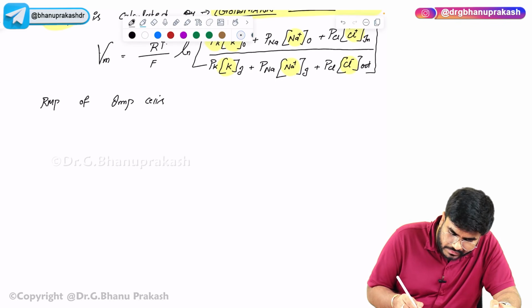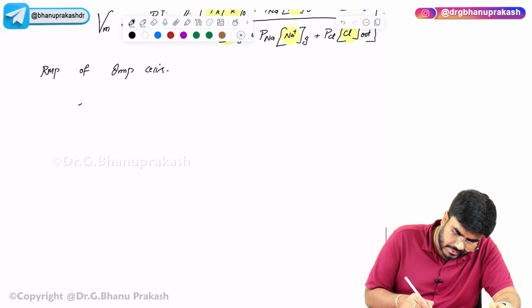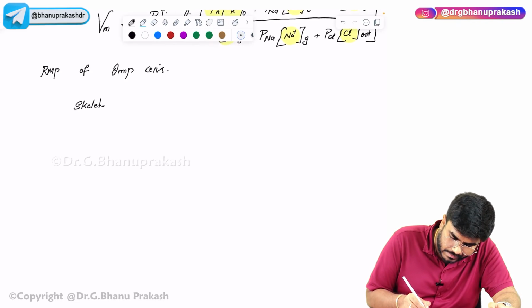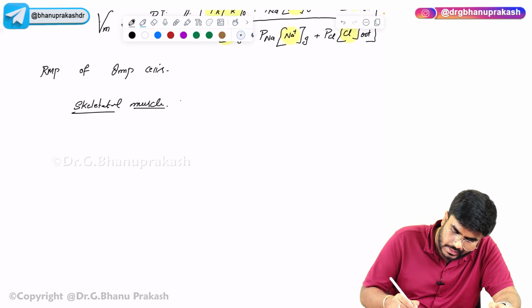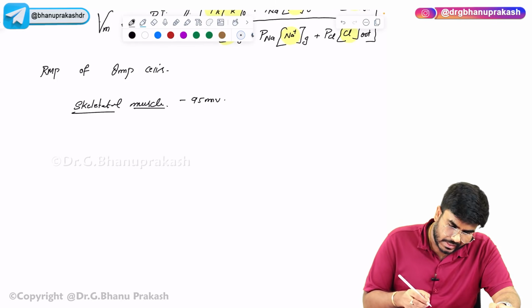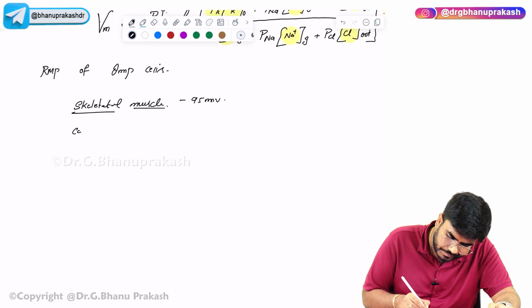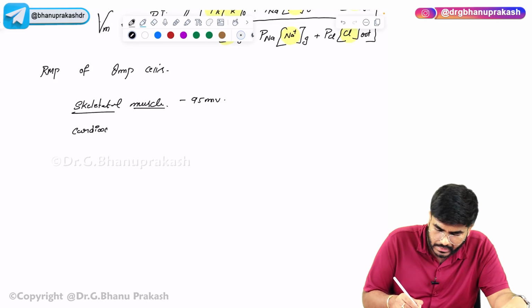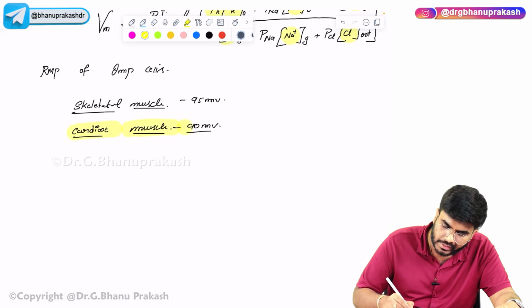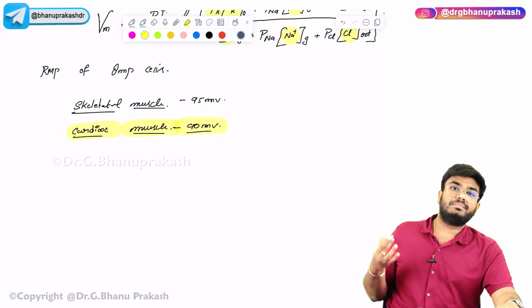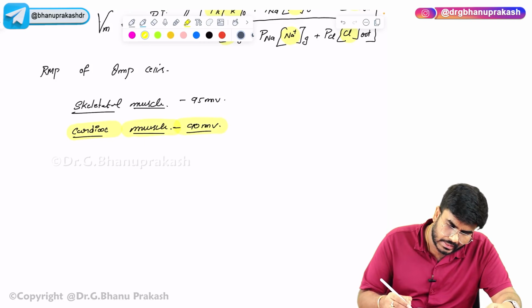Okay, important cells for your exam. For example, skeletal muscle. What is the resting membrane potential of the skeletal muscle? Minus 95 millivolts. Resting membrane potential of a cardiac muscle is minus 90 millivolts. Important MCQ: resting membrane potential of ventricular myocytes, minus 90 millivolts.